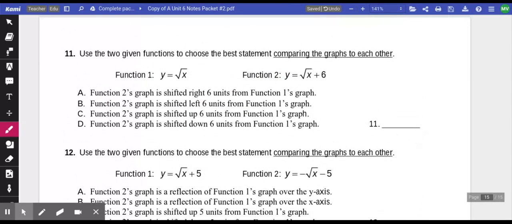Now we're going to talk about number 11. Use the two given functions to choose the best statement comparing the graphs of each other. You can look at your calculator, or you can remember that when it's plus 6 outside the radical, that moves it up and down. And since it's plus, it goes up. So the function 2 graph is shifted up from graph 1.